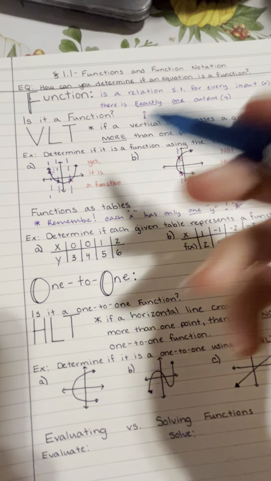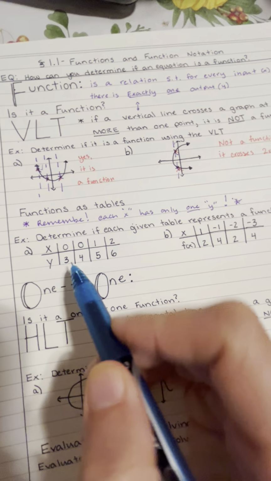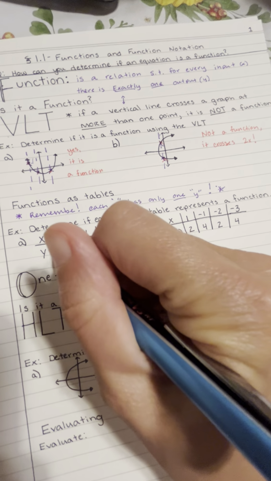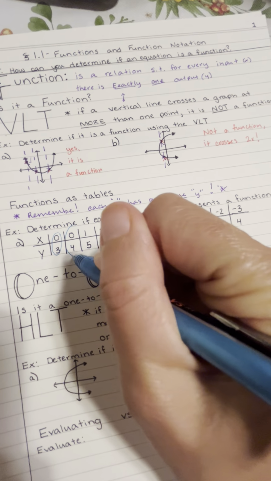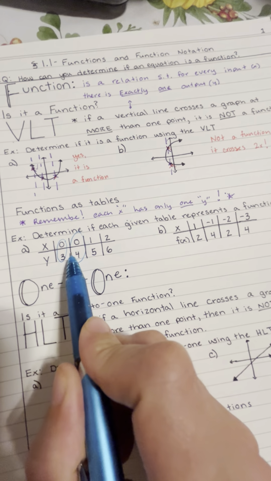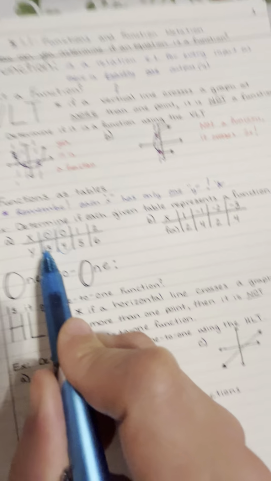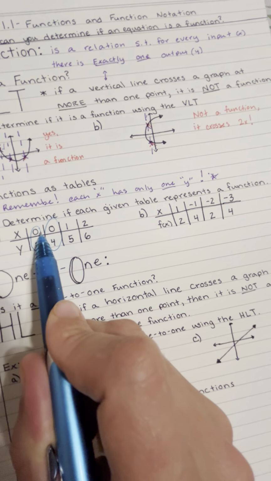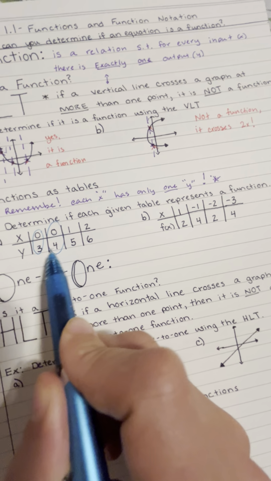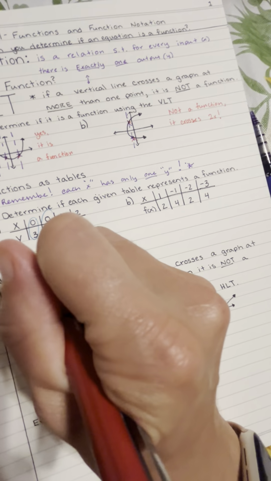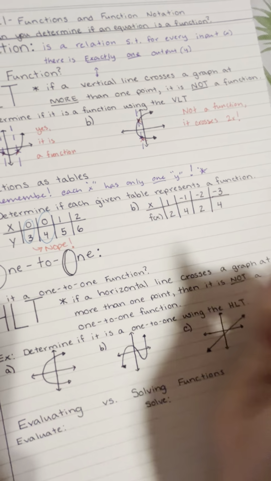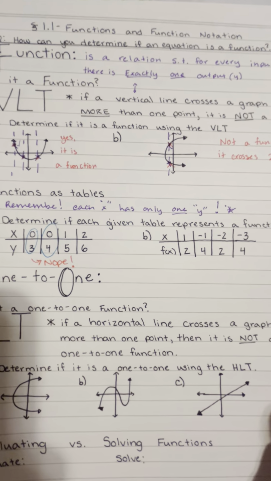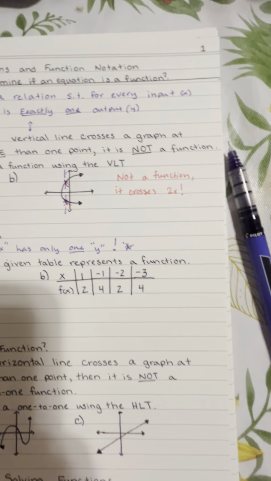So if I look here, notice my x is 0 and it goes to 3. Okay, that's fine. But then here, x is 0 and it goes to 4. So these are different numbers. And because those are different, these x's go to different y's, not a function.